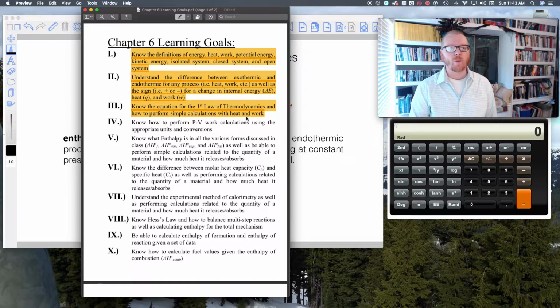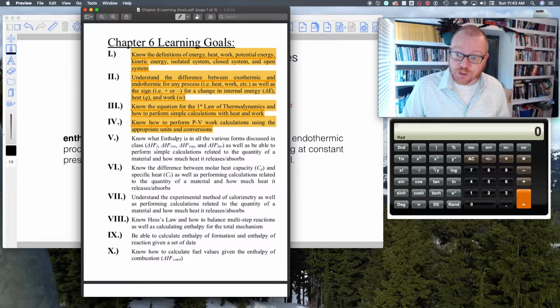And I pushed forward and made it through learning goal 4, know how to perform PV work calculations using the appropriate units and conversion. So it's a simple formula. It's just knowing how to do the right conversions, knowing how to identify the right final or initial conversion.